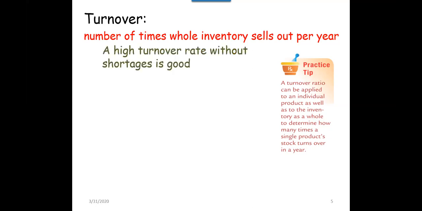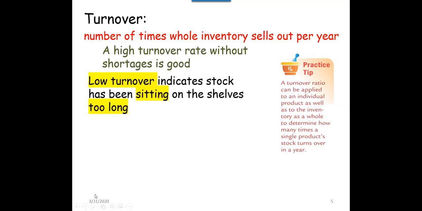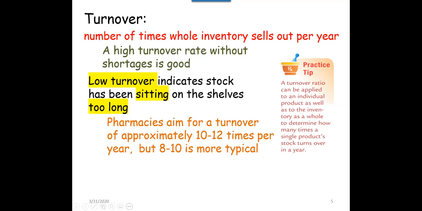So you want a higher turnover rate. A high turnover rate means you're constantly replacing, constantly replenishing that item. If you have a very low turnover, that means the item is sitting on your shelf, you're not dispensing it, and it's inventory that's tied up. So low turnover indicates stock that's sitting on the shelves for too long. Our goal in pharmacy is 10 to 12 times a year, but 8 to 10 is more typical.